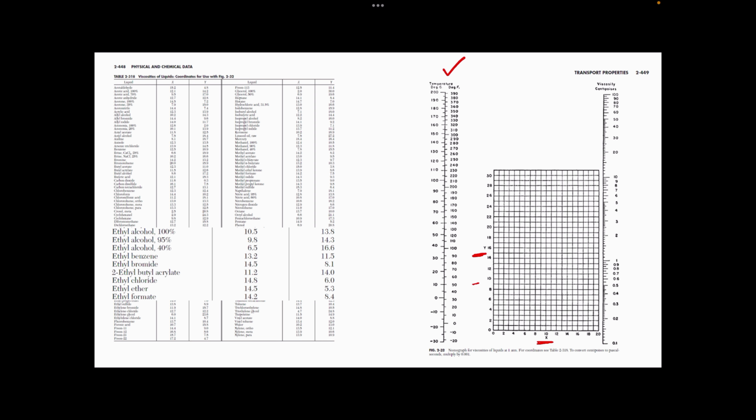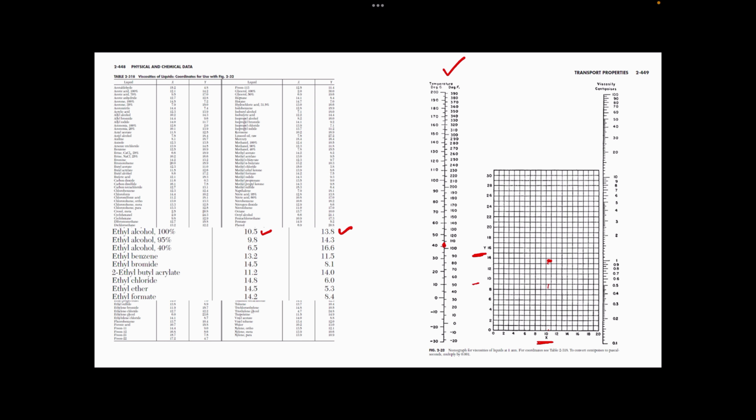Here for ethyl alcohol, we assume that ethyl alcohol is 100%. So the x value is 10.5, the y value is 13.8. So x value 10.5 means this is 10, 11, so this is 10.5. You can go here, and 13.8 approximately comes here. So this is the point. Now 40 degree centigrade, this is the 40 degree centigrade. We need to draw a line joining these two dots, touching this particular viscosity line. So I will just plot a line here.